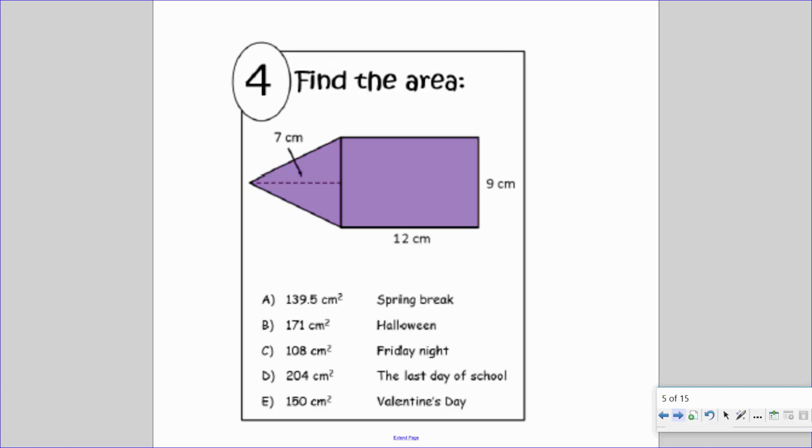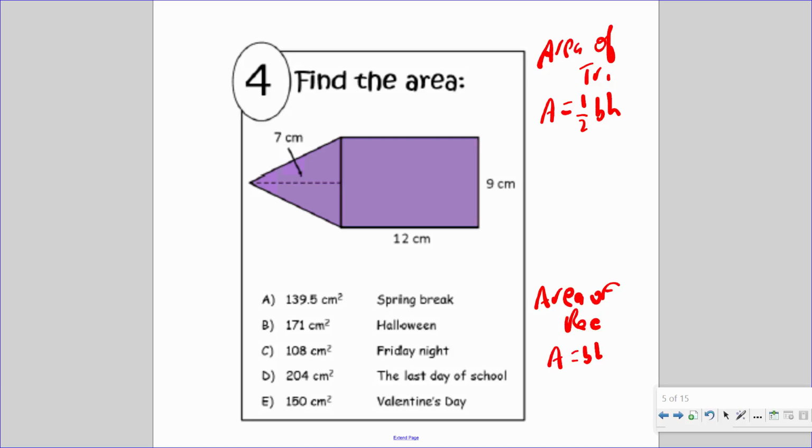So in this one, what shapes do you see? I see a triangle, whose area is half of the base times height. And then I see a rectangle, whose area is just base times height. Let's do the rectangle first. The base is 12, the height is 9. So that would be 108 square centimeters.